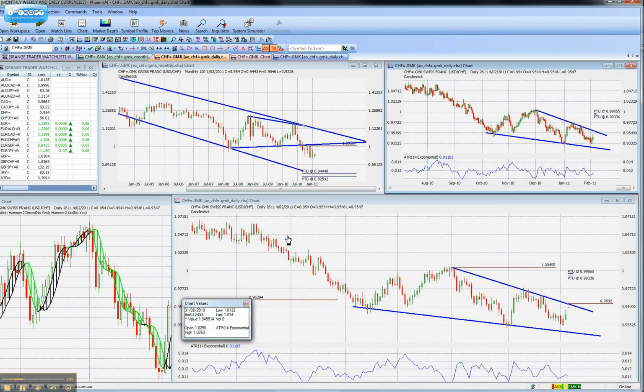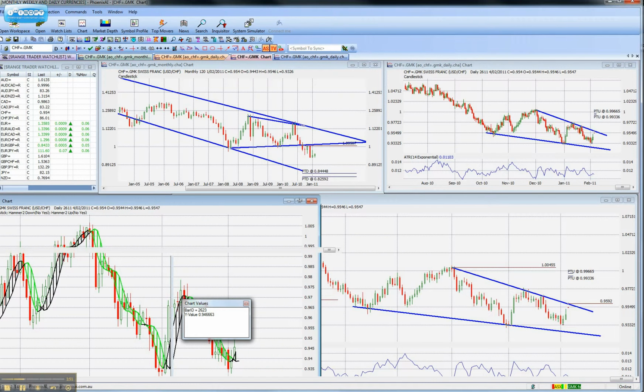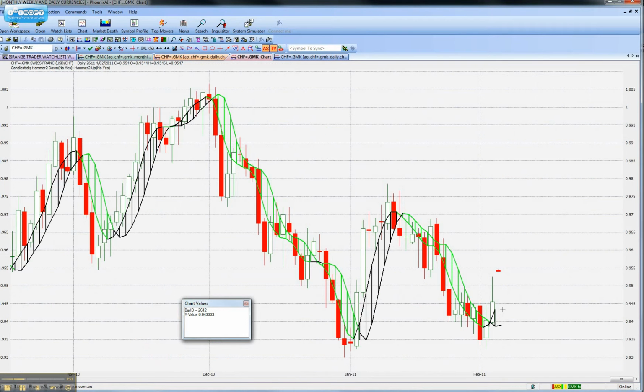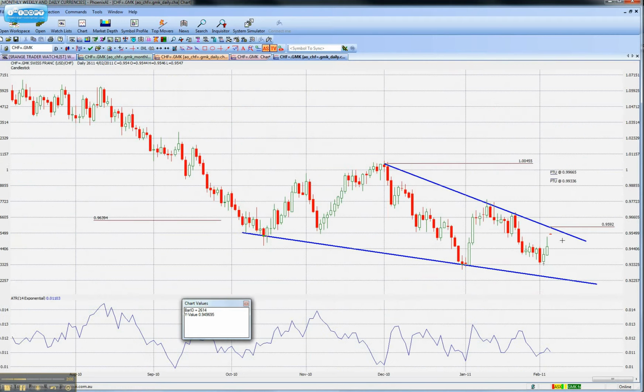Now on the daily Hawkeye, you can see that it's just turned black, and therefore that means it's a buying. It's a buy. It's a long. So let's just confirm that and go to the daily now.